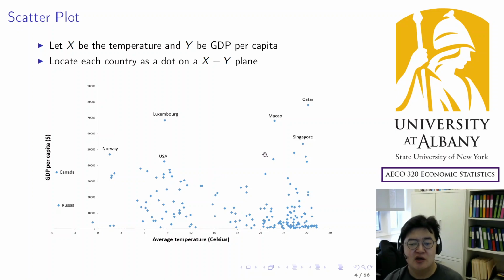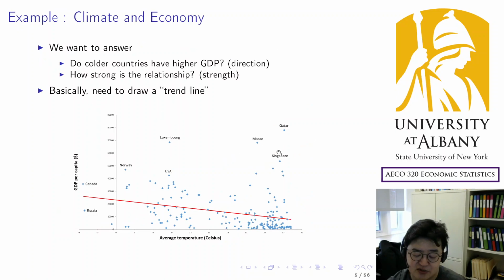Scatter plot is good, but still, do you see any pattern? It's hard to see. What I can say here is there are a lot of countries in this area. But is there any tendency? It's not certain. So to answer that question, we need to decompose the question first. What we want to answer in this kind of question is in two folds.